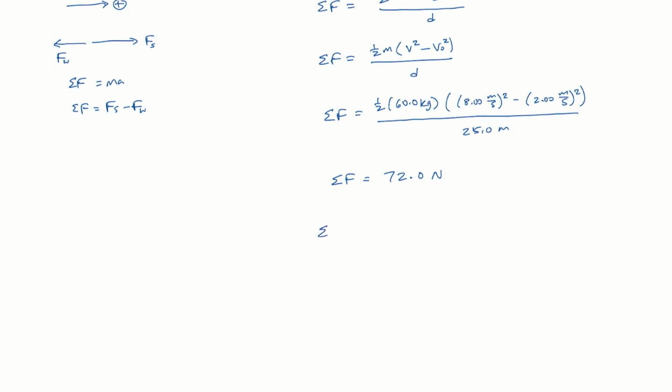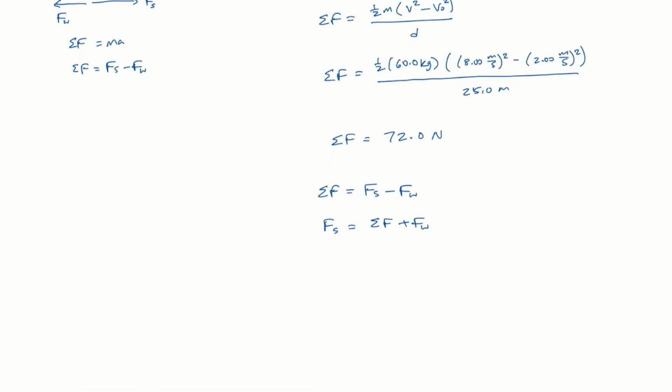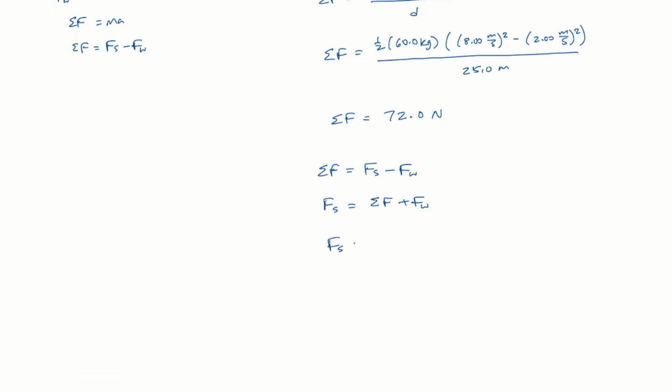And we have the net force is F_s minus F_w. So F_s is going to be the net force plus the force due to the wind. And so F_s is going to be the 72 newtons plus the force due to the wind, which was the 30 newtons. This gives us a force of 102 newtons.